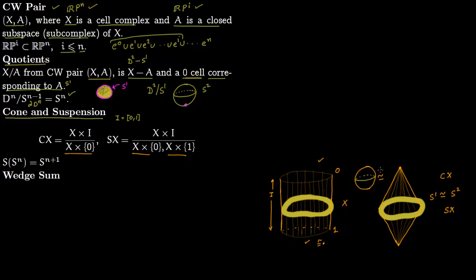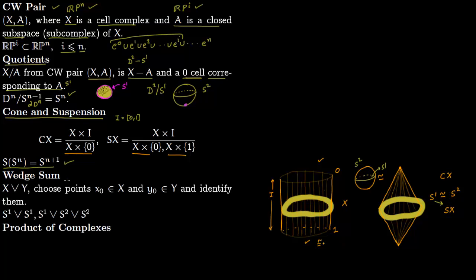So the equator is S1, this part is S1, and this entire thing is S2. So this S1, and then you added suspension to it, you got S2, and that is what precisely it is. Suspension of Sn is Sn plus 1.